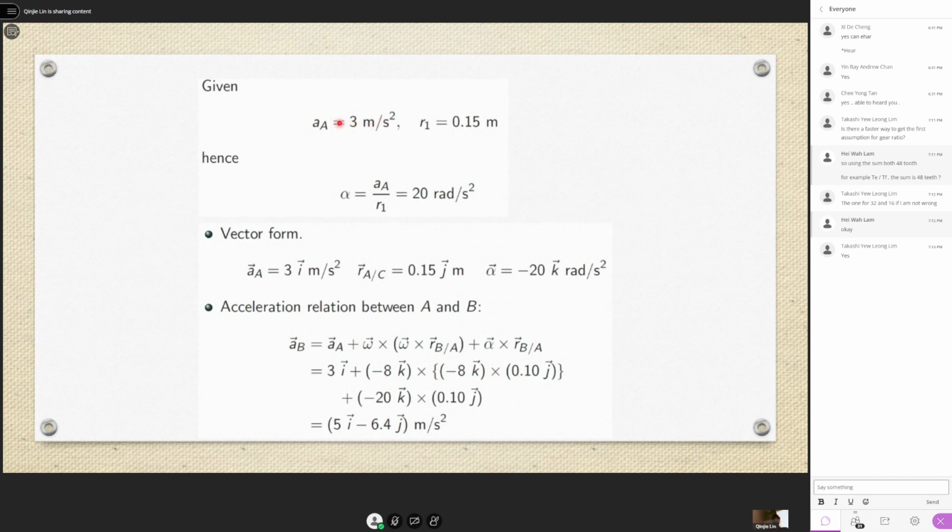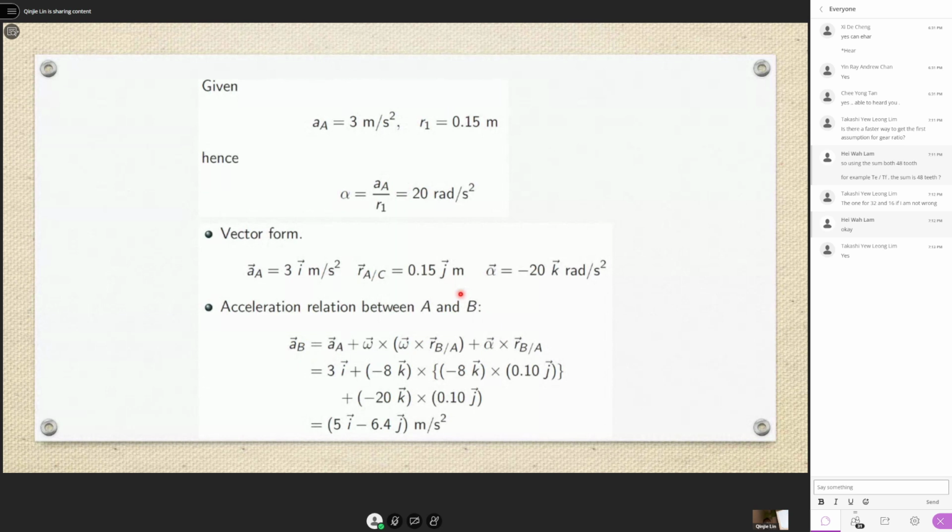So this is what you have. Acceleration of point A, they tell you 3, is already given. The radius of that rolling motion is 0.15. So to find angular acceleration, that's easy because you'll be using a equals r alpha. v equals r omega, so a equals r alpha, similar. In this manner, you will be able to find the angular acceleration of the gear.